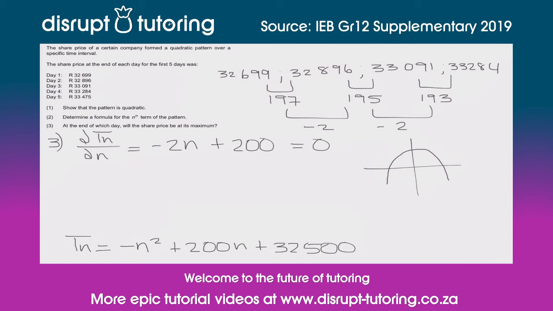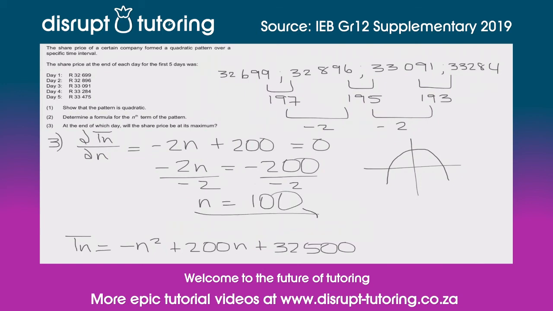I always find understanding makes it a bit easier to remember. So we've got minus 2n plus 200 equals 0, so 2n is equal to 200. Once we divide both sides by 2, we're going to get n is equal to 100. And that means on the 100th day, that is when the share price will be at its maximum.